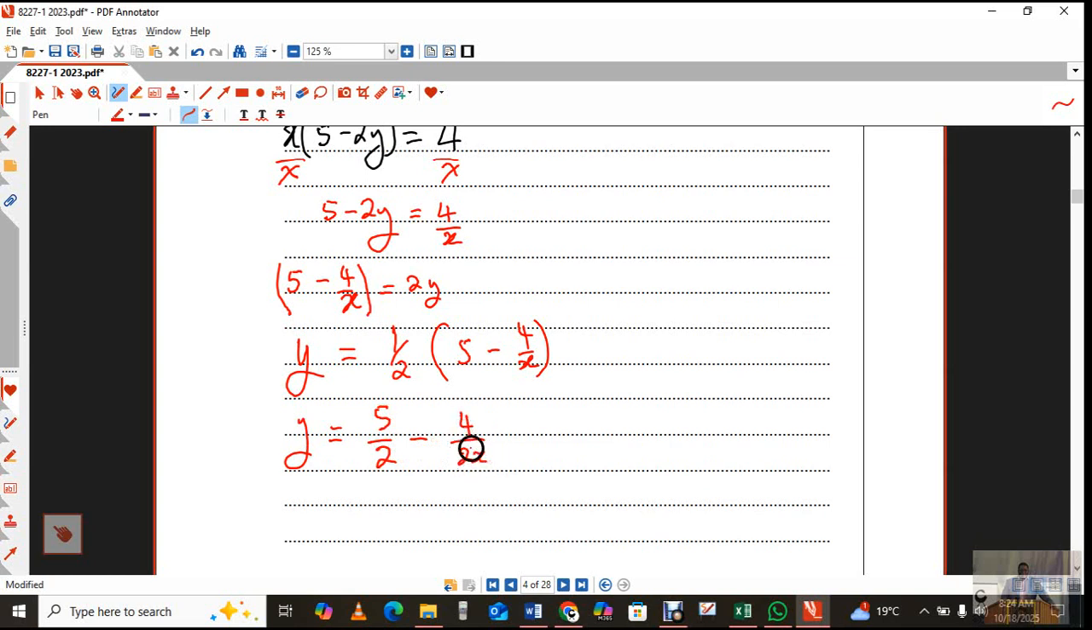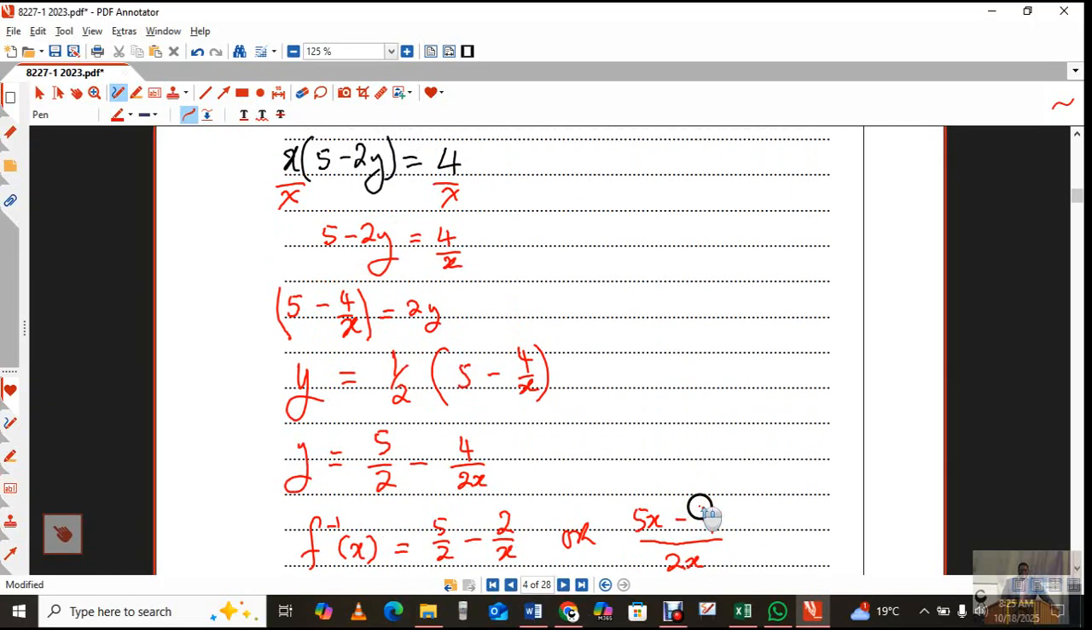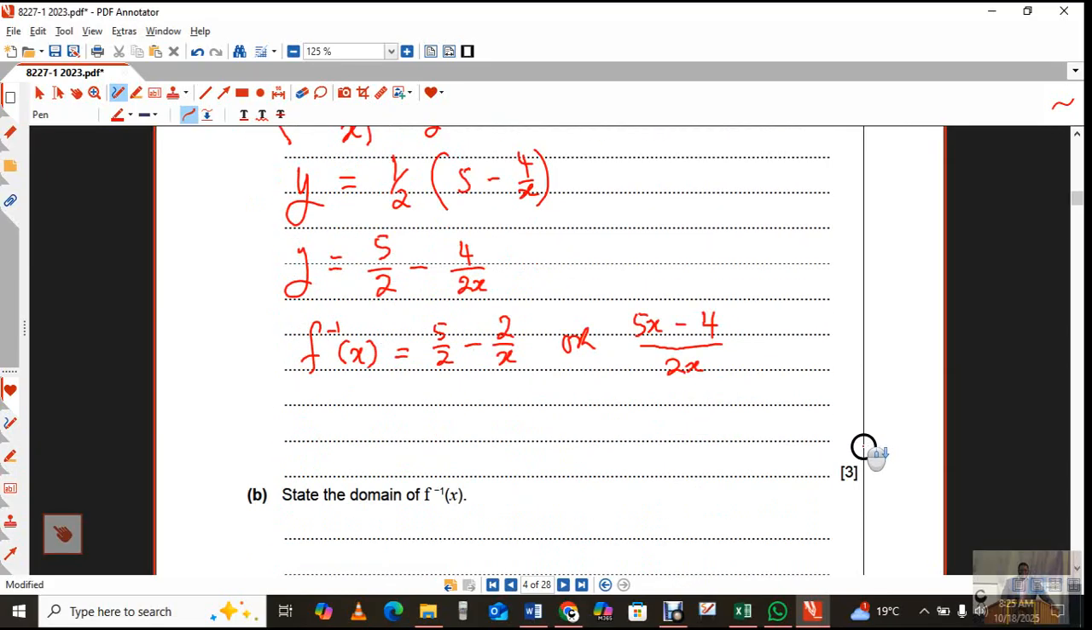If you were to clean that up, then we're supposed to find the inverse. So now we're going to use the inverse notation, which is 5 over 2 or 2.5, totally up to you how you want to write it, minus 2 over x. You can also find equivalent values like 5x minus 4 all over the common denominator of 2x, if you wish to write it in that way. Any one of them will do, because we're just supposed to find the inverse of that function.